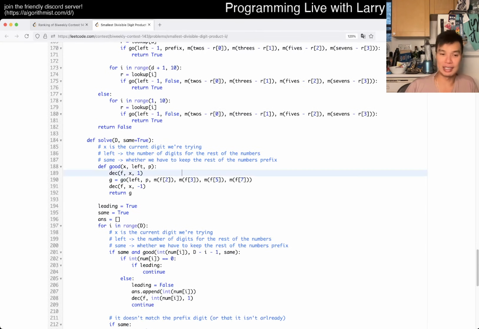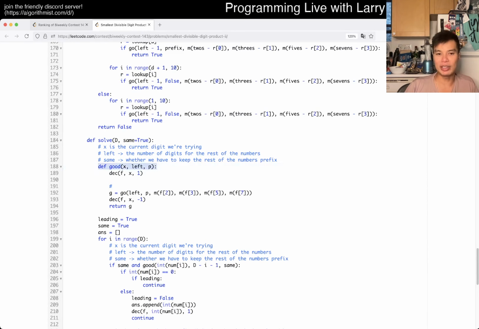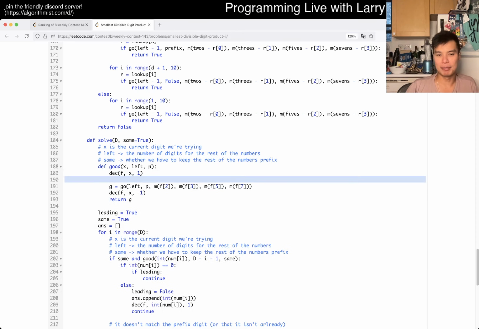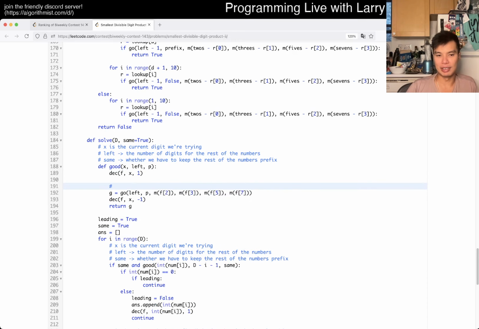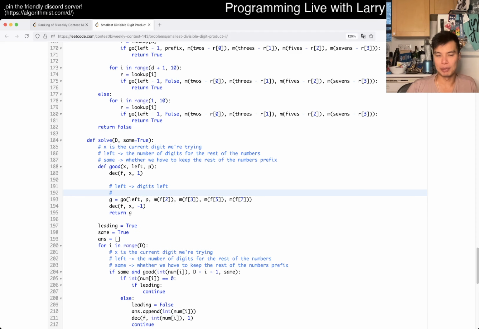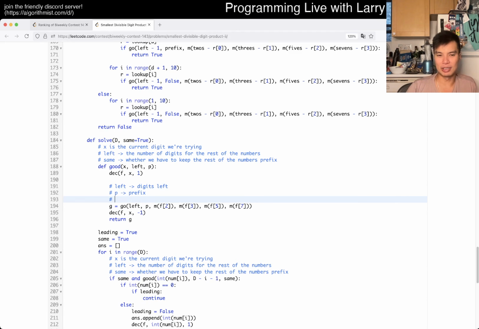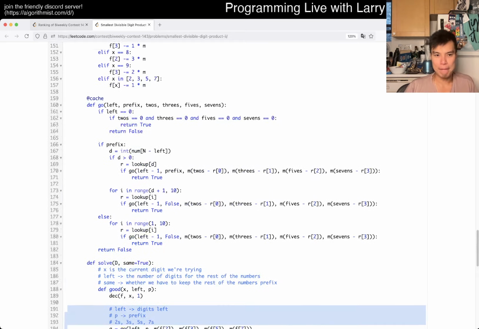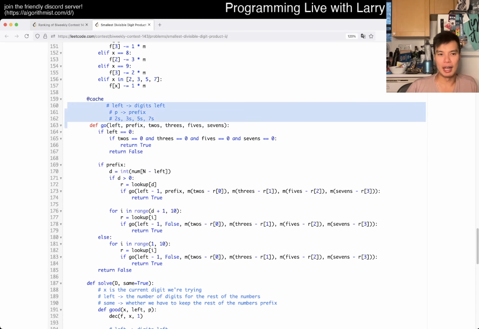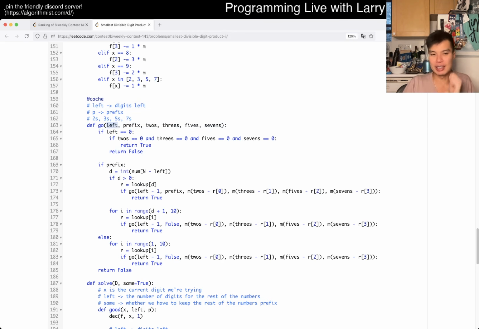We do this go function, and this is the dynamic programming function. This is the checker, and this is the dynamic programming. Here we have digits left equal to digits left. P is just the prefix, and then the others are just 2s, 3s, 5s, and 7s. So that's really the idea for this one. For the DP, I'm not going to go over it in too much detail. It is just case analysis again. If there are no digits left, we make sure that the 2s, 3s, 5s, and 7s are zeros, and it's going to be true or false.